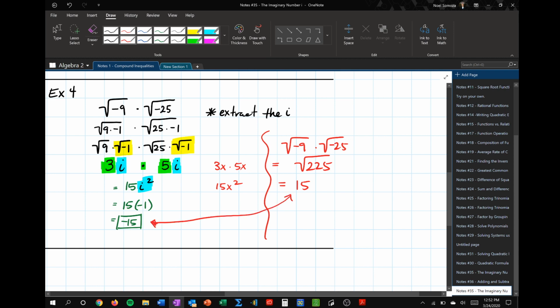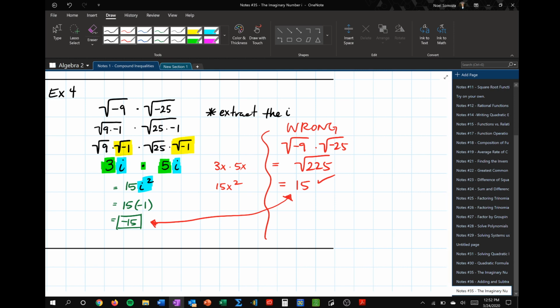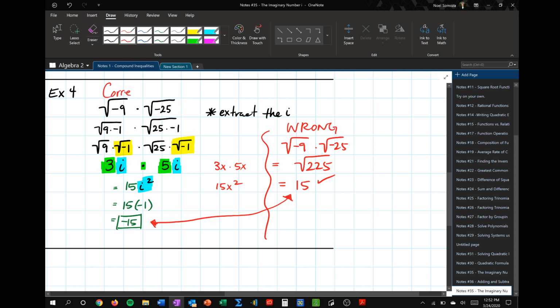Do you see why it's so important to extract the i's first? Because in the wrong version, there's no proof that you ever started with imaginary numbers, because you ended up with a positive 15. In order to be able to multiply those numbers together, they both have to be positive. If that was going to be your first step, they would both have to be positive. But because they're both negative, the correct way to do it involves extracting the i first.